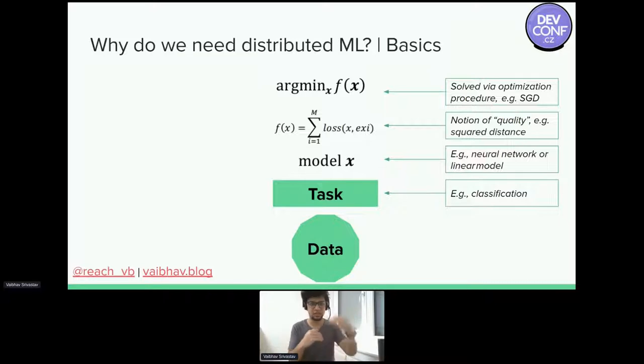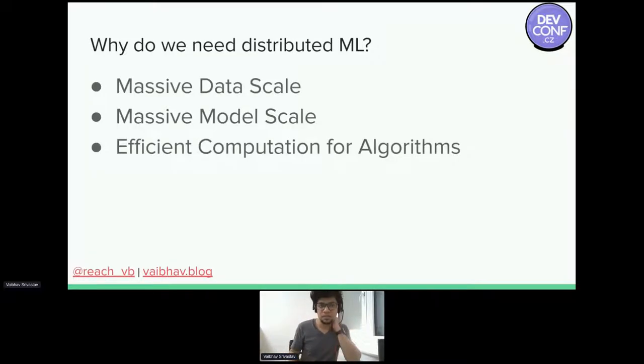This is synchronous, so one step happens after the other. And while this is all good and chill, why do we still need distributed machine learning? Because you can still just train it one by one, right? You can still train it on one device. So why do we need distributed machine learning?